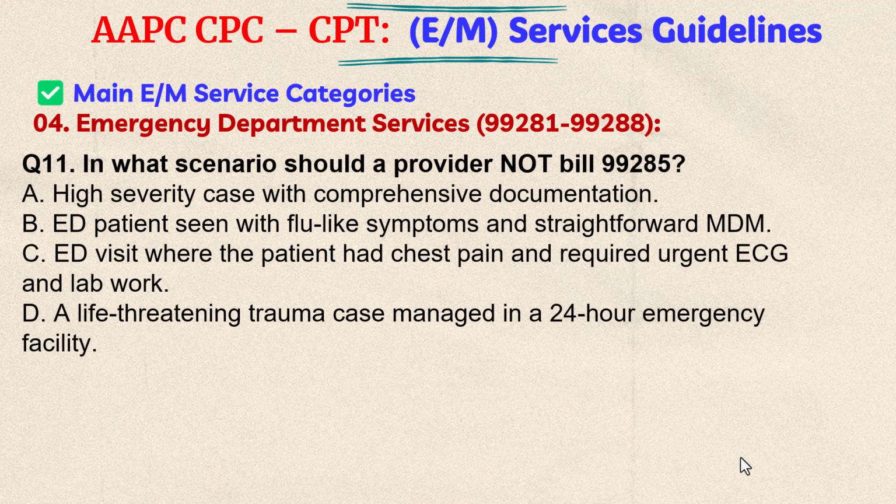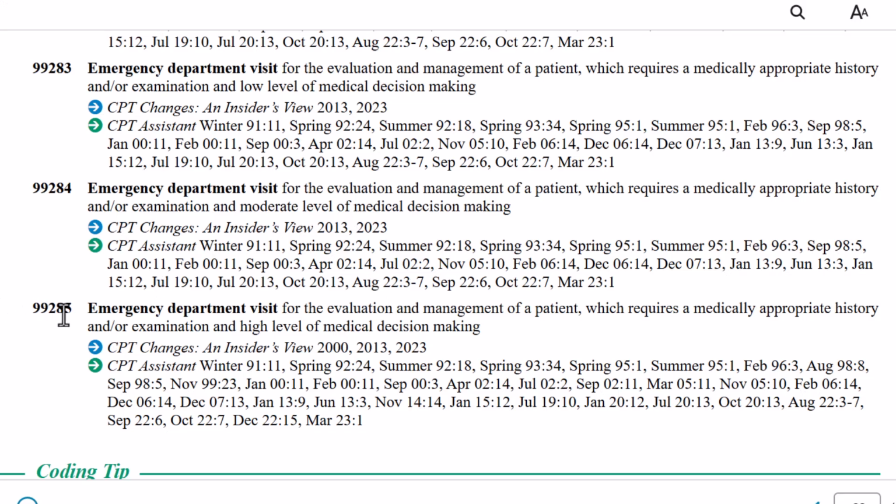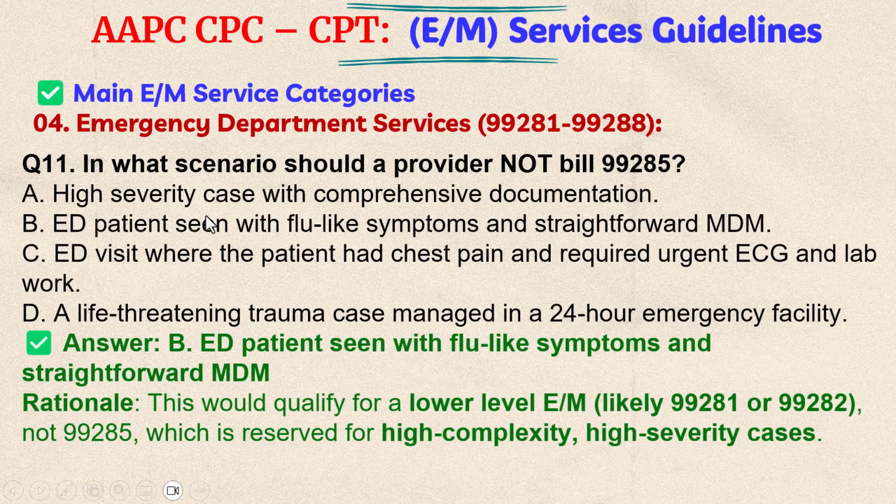Question number 11. In what scenario should a provider not bill 99285? There are 4 answers available. Please take your CPT code book, go to the code and check the answers. When you go to the code 99285, it says emergency department visit for evaluation and management of a patient which requires a medically appropriate history and examination and high level of medical decision making. This question is asking for the incorrect answer.